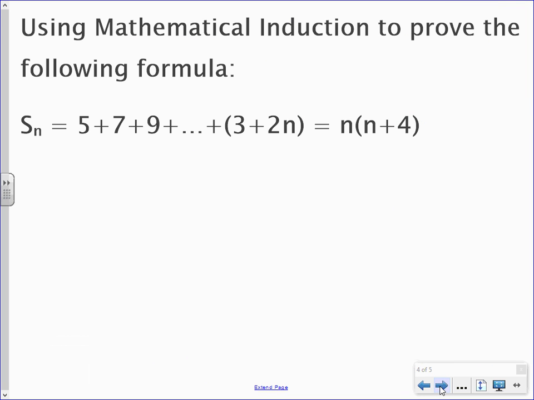Go ahead and write this one down. We'll get through the setup at least before we go to lunch.